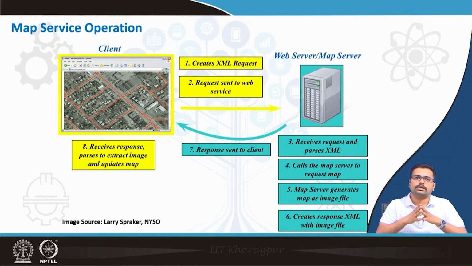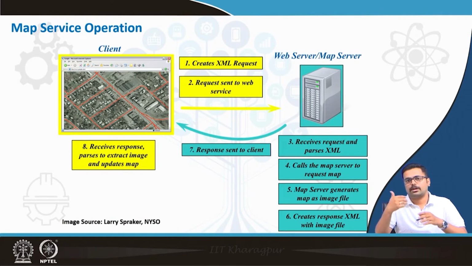Here, the client requests whatever data they need. So it creates an XML request, and that request is sent to the map server or web server. The web server has a huge repository of data. So it picks up what particular request the user is asking for, and then it goes into the data and searches for the particular data, and then calls the map server to request the map, so that the requested map and the map fetched from the DBMS are matching.